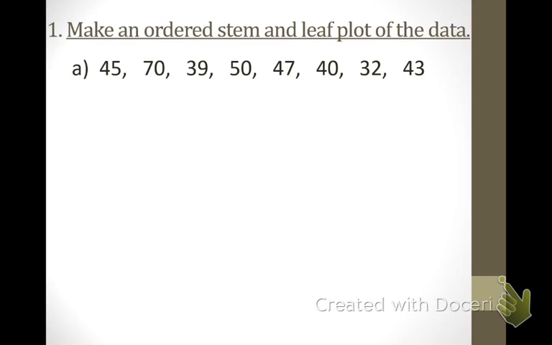The instructions here are asking us to make an ordered stem and leaf plot of the data. The key word that I want you to see here is ordered. Because it says ordered, that means that we have to make sure that these are in order. Just like we did with the mean, median, mode, and range, we always put our numbers in order from least to greatest. So I want you to take a minute, pause the video, and try to put these numbers in order from least to greatest.